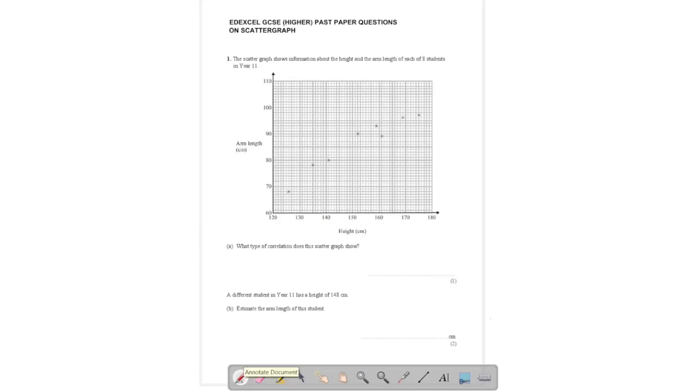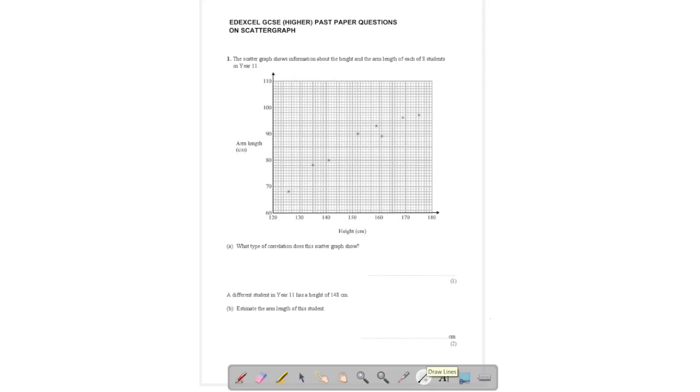This topic is scatter graph. The questions are taken from Edexcel GCSE higher past paper. So let's look at question 1. The scatter graph shows information about the height and the arm length of each of 8 students in year 11. What type of correlation does this scatter graph show?